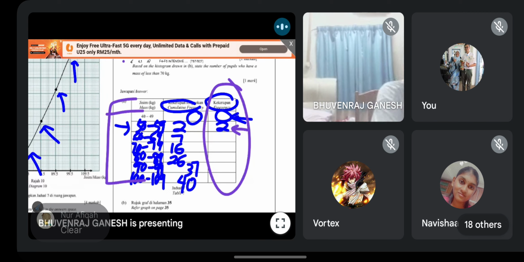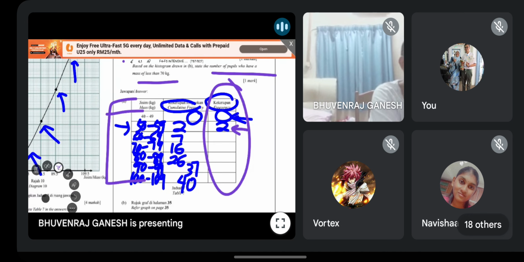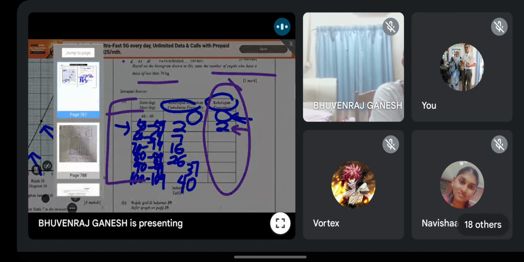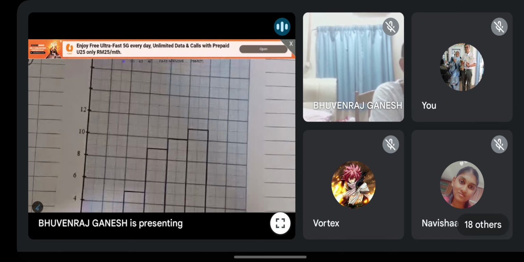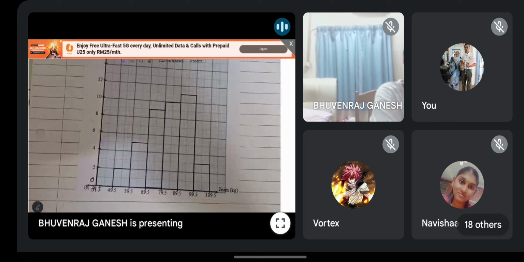Okay, guys, clear? Okay, so now they ask you to state the number of people. I show you the graph, easier. So this is the graph if you draw this one. The question asks you, state the number of people with mass less than 70 kg. Can anyone tell me the answer? Kurang dari 70 kg, bilangan orang. Cuba lihat graph. So, what will be your answer?